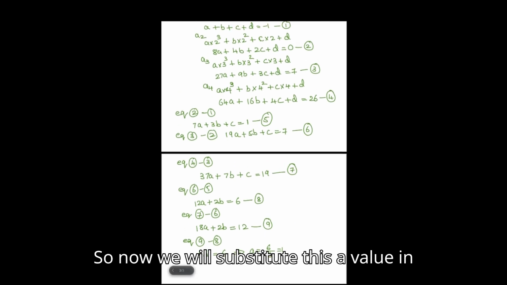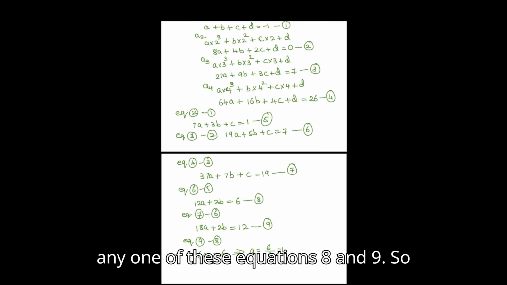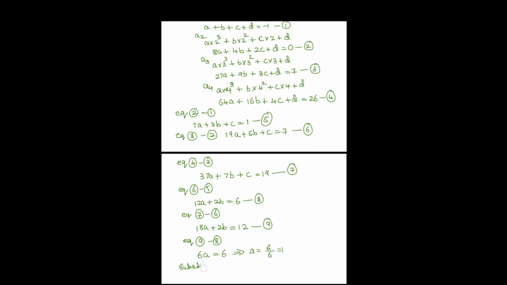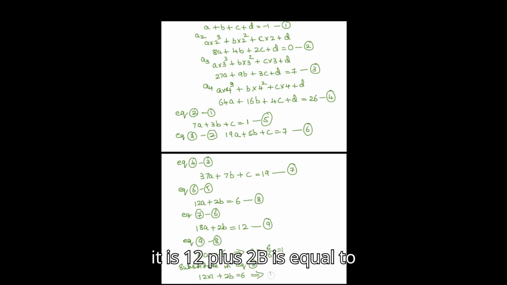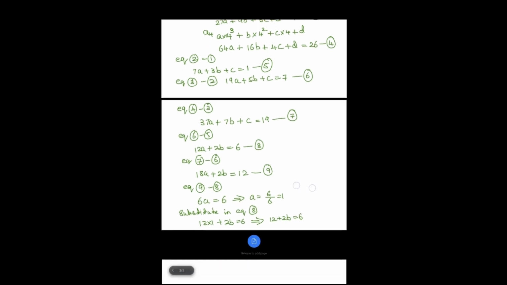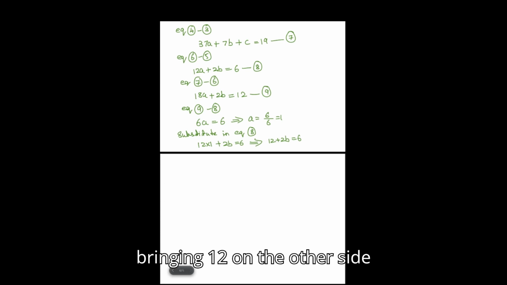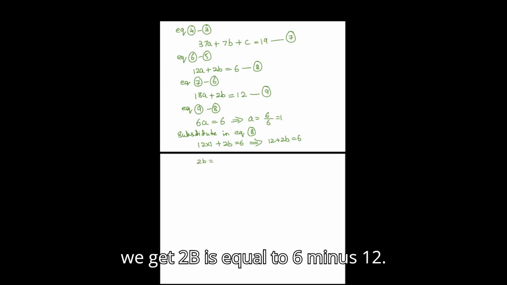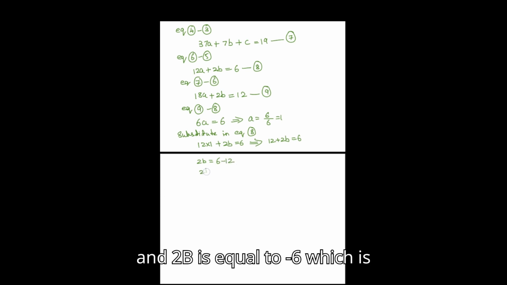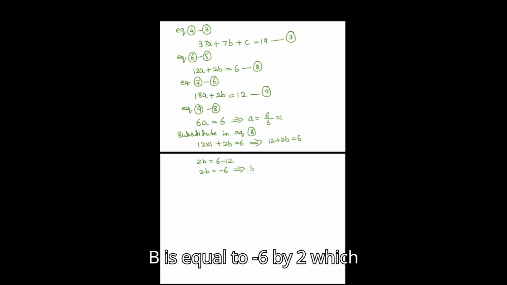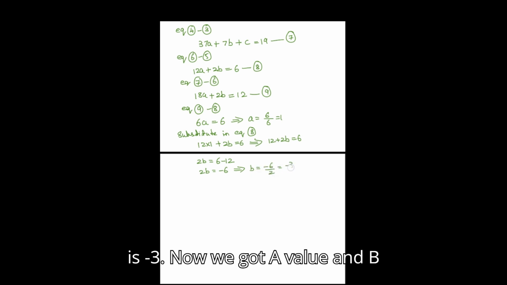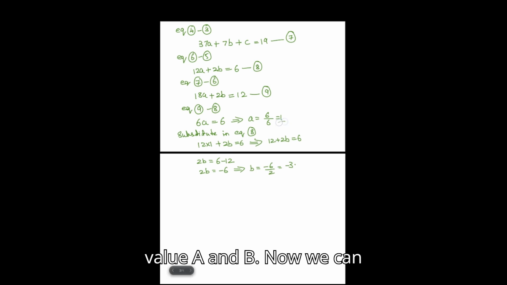So now we will substitute this a value in any one of these equations, 8 and 9. Substitute in equation 8. So if I take 12 into 1 plus 2b is equal to 6, it is 12 plus 2b is equal to 6. Bringing 12 to the other side, we get 2b is equal to 6 minus 12, and 2b is equal to minus 6, which is b is equal to minus 6 by 2, which is minus 3. Now we got a value and b value.